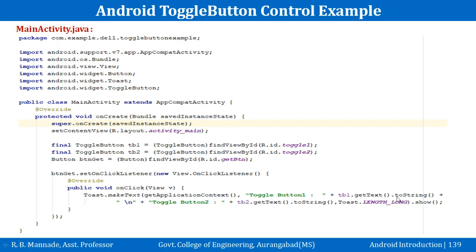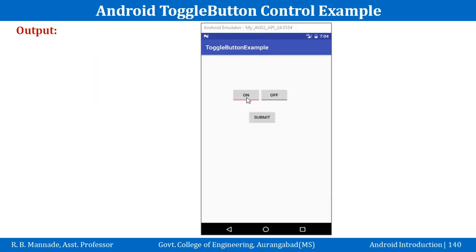And again, it is converted to a string using the toString function, right? Then we are concatenating the second string in the next line using \n, and here again this is a static string which displays toggle button 2, then a colon. We do the same as in the previous one. So tb2 is the object of toggle button 2, and we extract its text, whether it may be on or off, convert it into a string value, and then set the duration property of the toast class and show that particular text, right? And this will be the output.